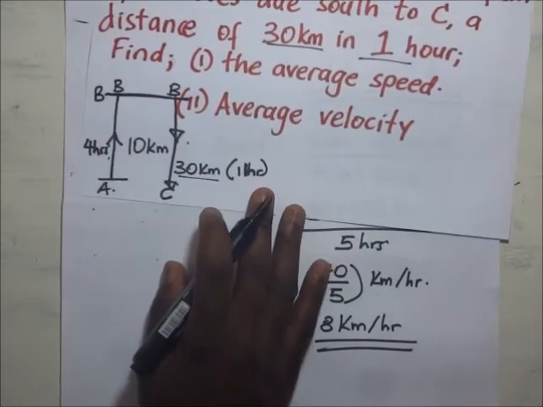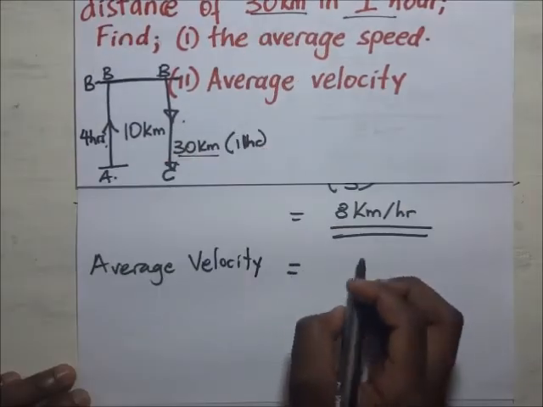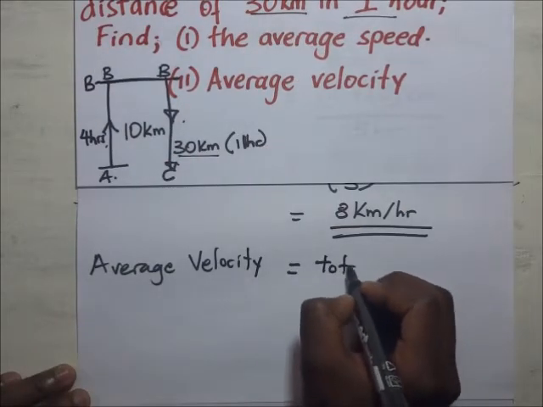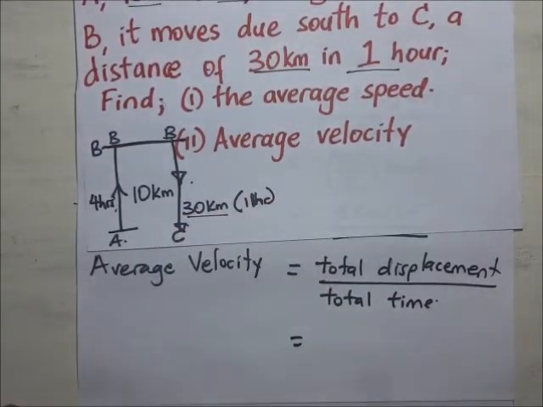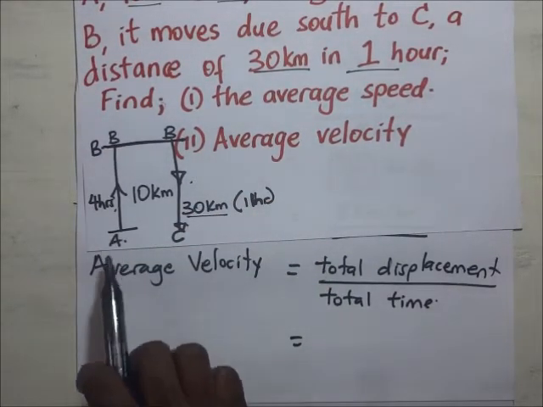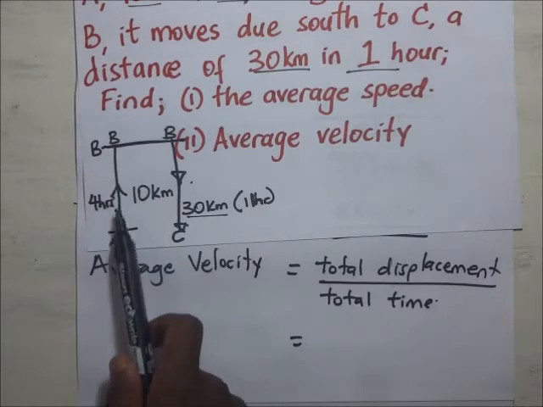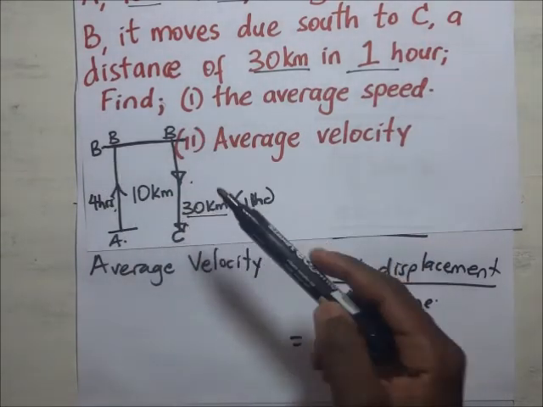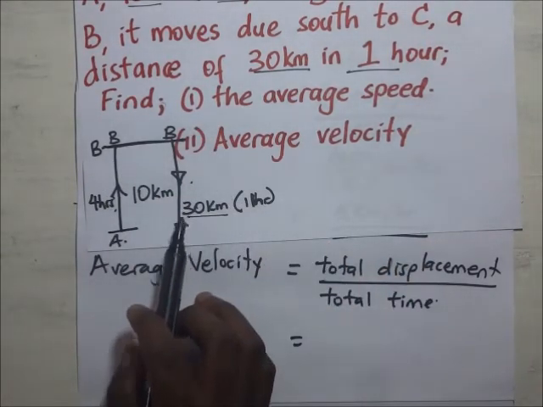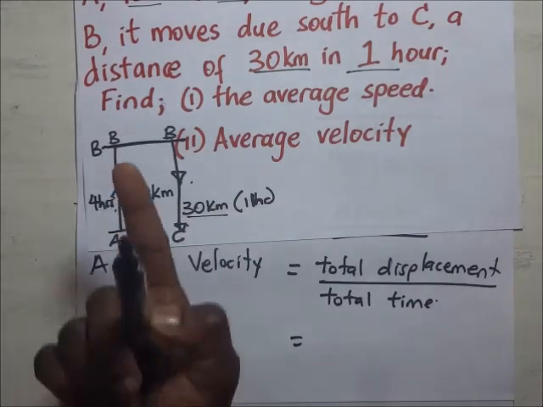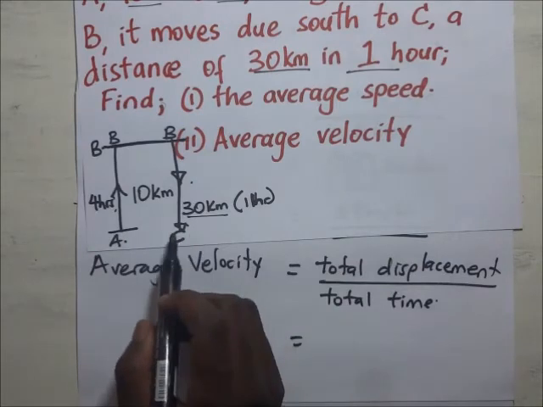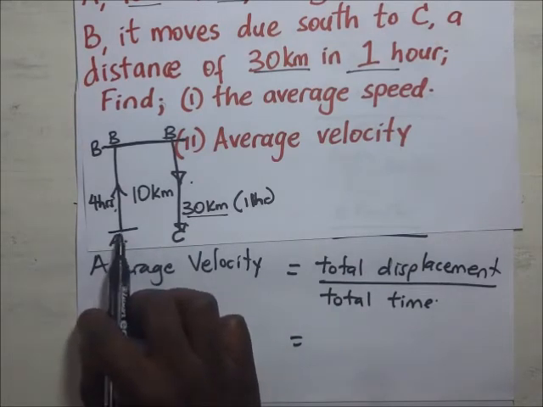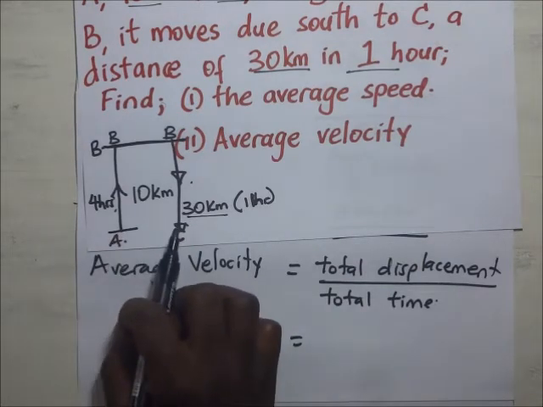Now we're going to look at the average velocity. The average velocity is going to be the total displacement over the total time. So we're going to find the total displacement. Now if you look at this thing, it is going to move upwards. It moved 10 kilometers northwards, then 30 kilometers downwards. So if we are to restructure this, it is 10 kilometers up, then 30 kilometers down in the opposite direction. So what is the displacement from the point it started to C?